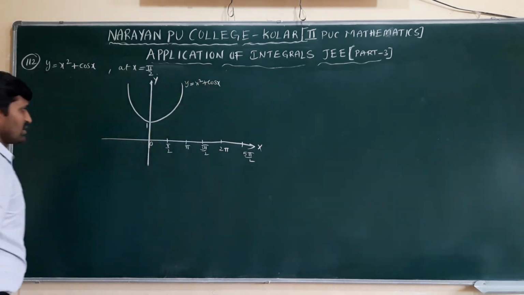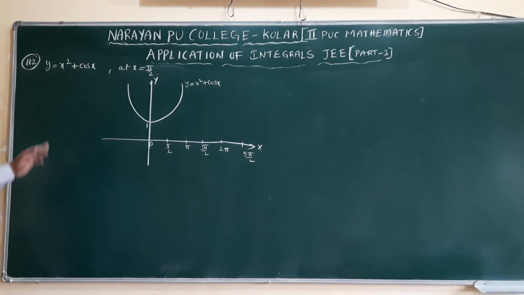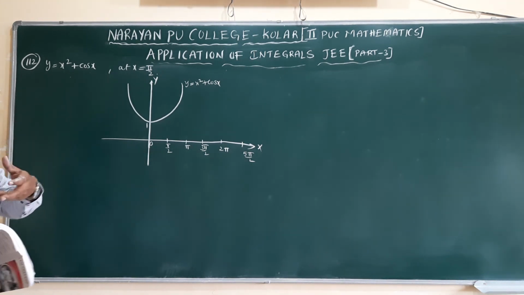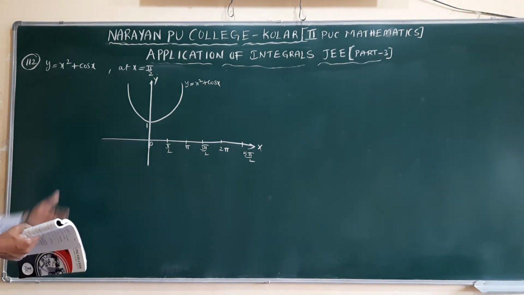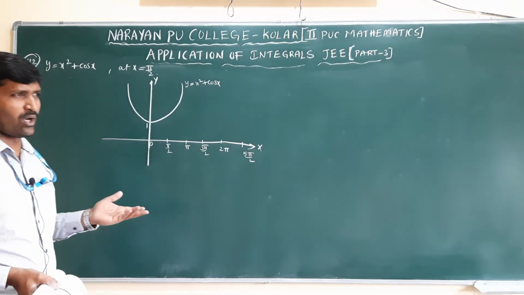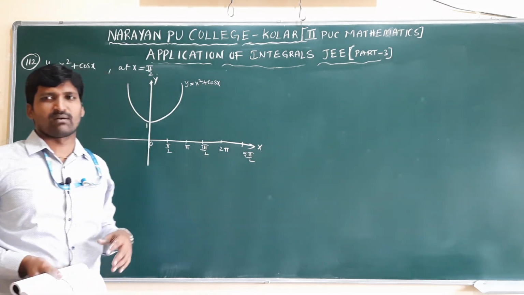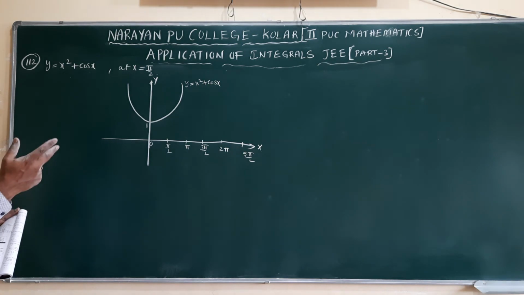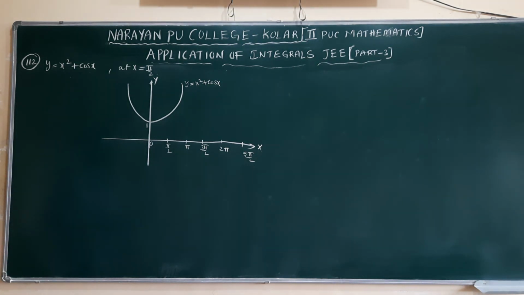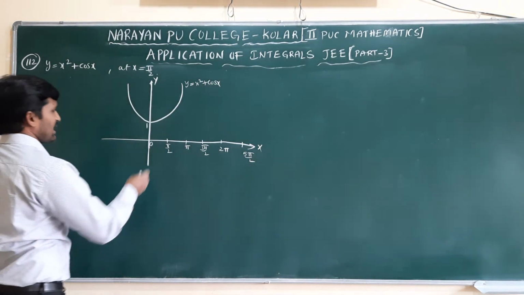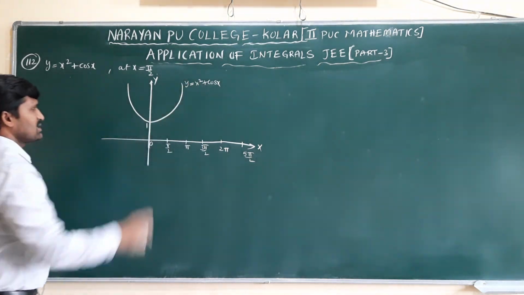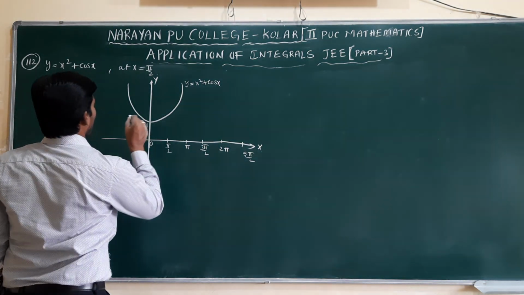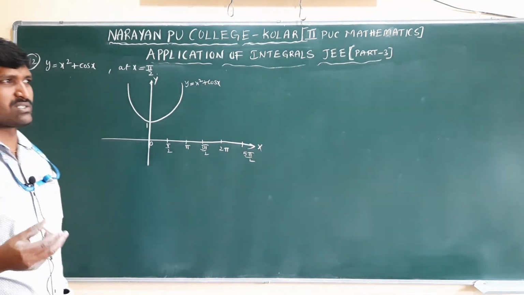By taking values, at pi by 2 you get pi square by 4 plus cos pi by 2, which is 0. Pi square by 4, approximately: pi square means 3.14 whole square, 9 point something will come, divided by 4, so 2 point something. That's more only. Like that, by taking values, this is the curve we will get, y is equal to x square plus cos x. Now we need to find the normal, but this tangent and normal concept is still not over.